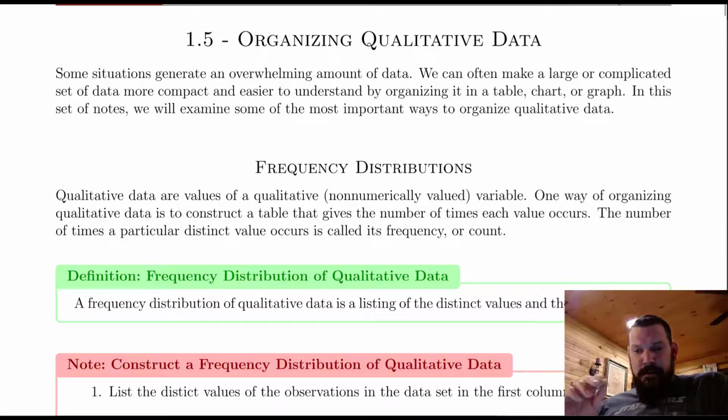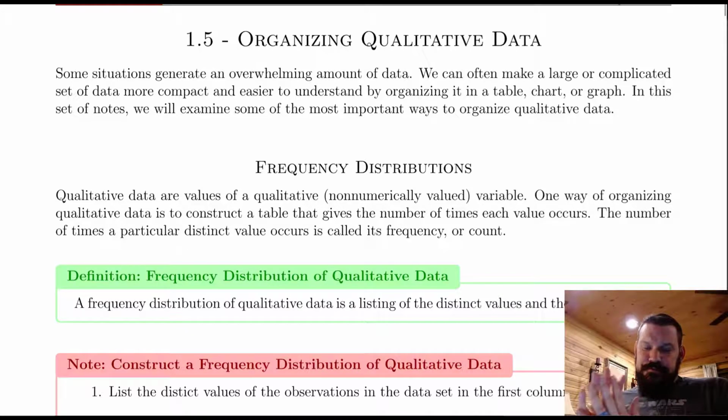We're going to talk about organizing qualitative data with this set of notes, and we discussed the differences between qualitative and quantitative today. Remember, we also talked about quantitative data. You can have discrete and continuous. Qualitative data is a non-numerically based data set. So we talked about gender being male or female. That would be a data set, and it has a non-numeric value.